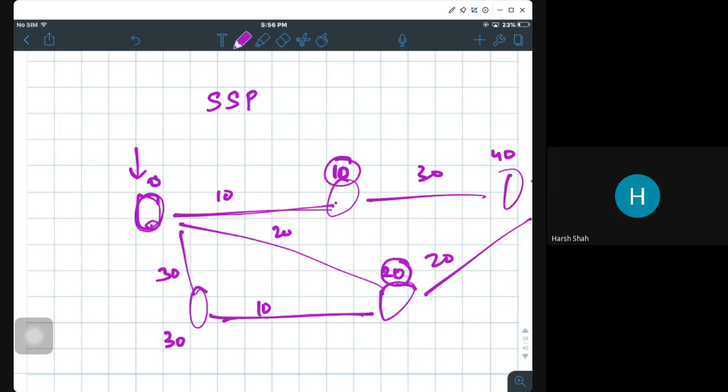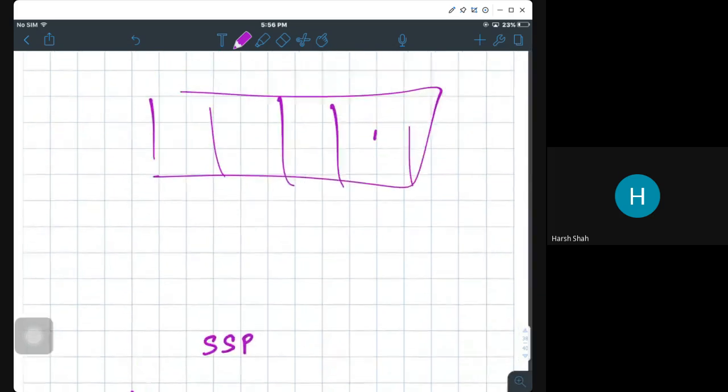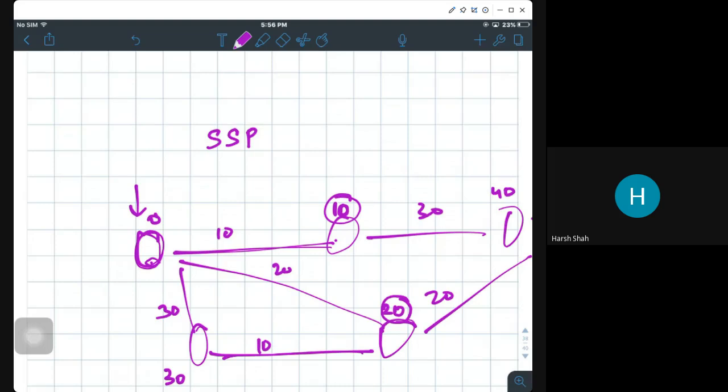If you have any doubts, please ask. This is what single source shortest path is.